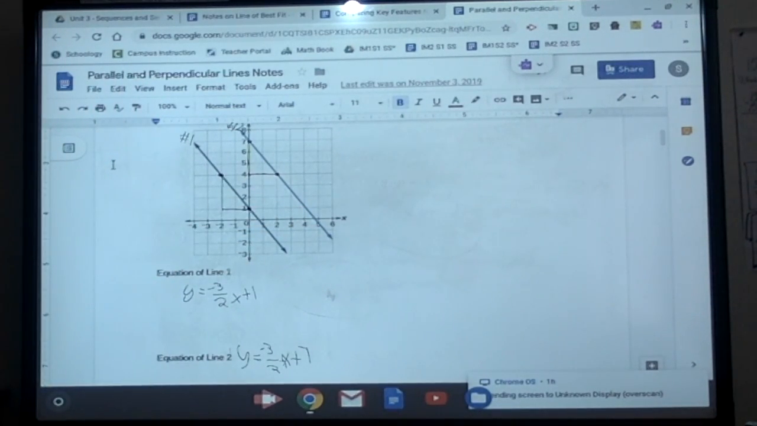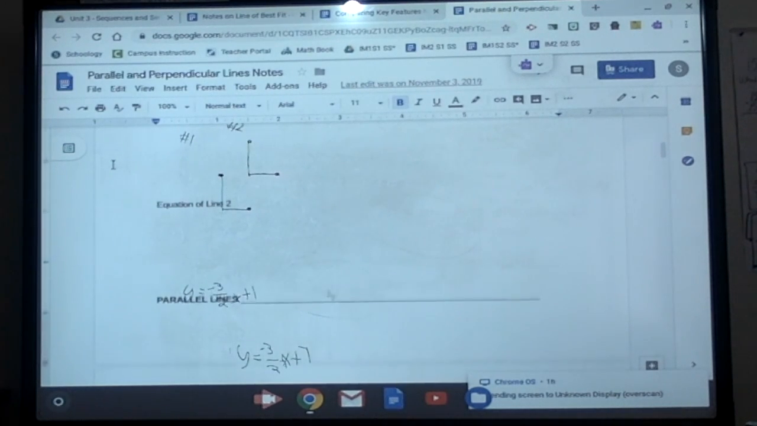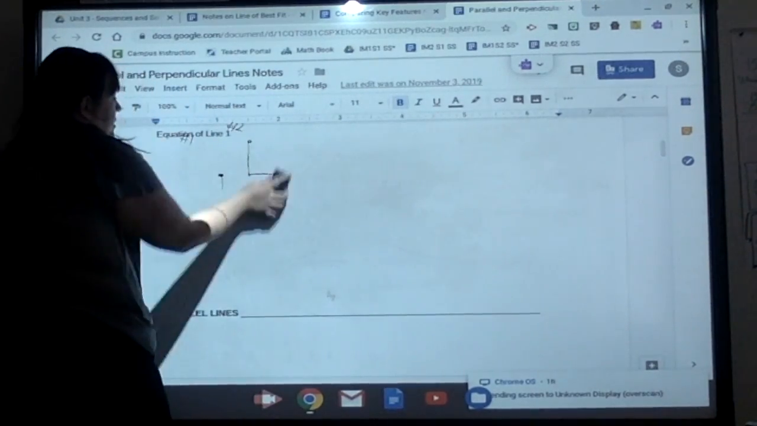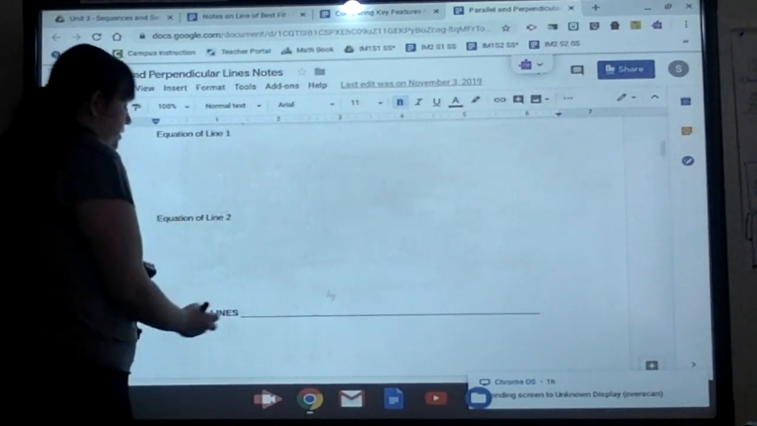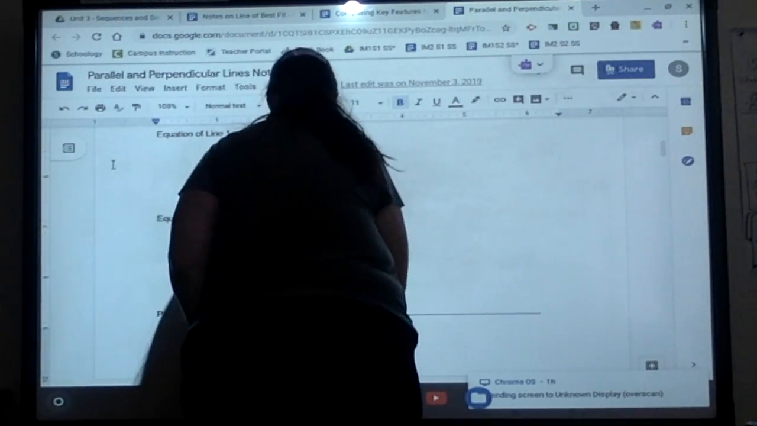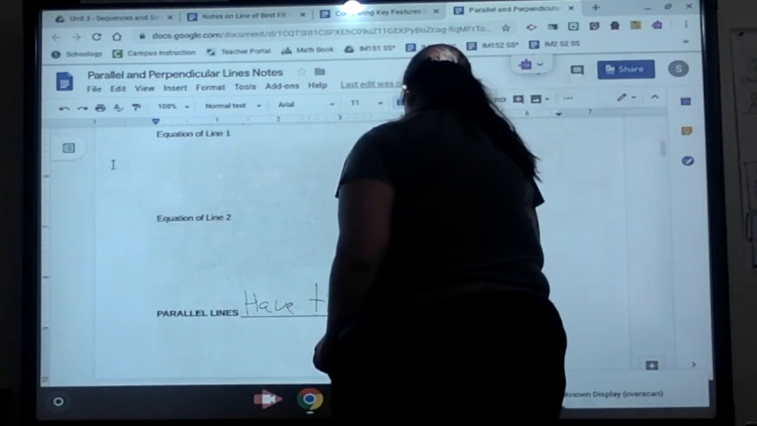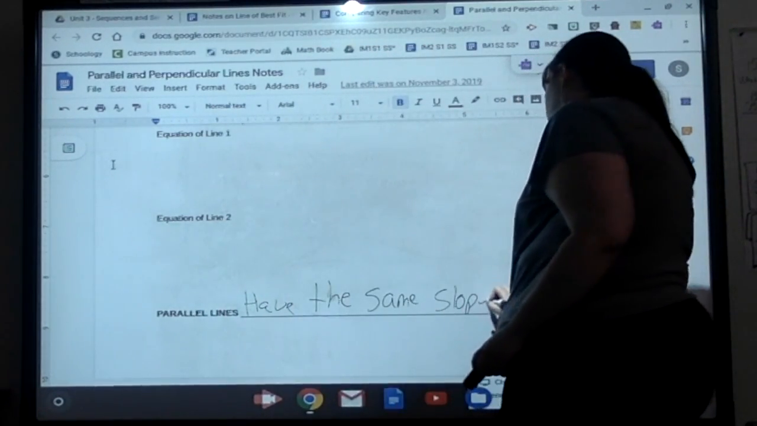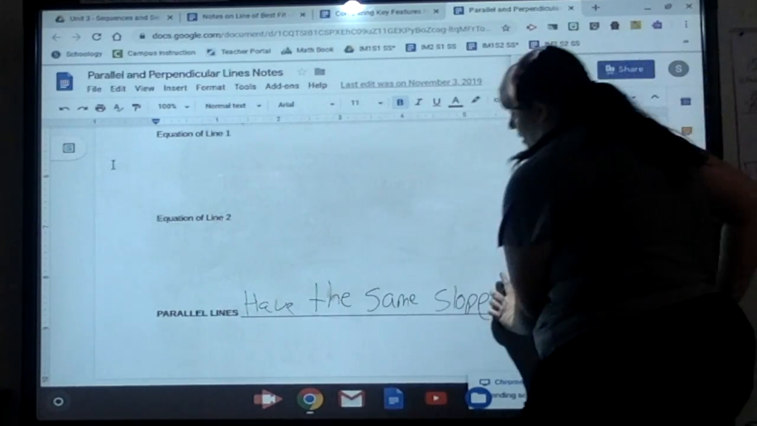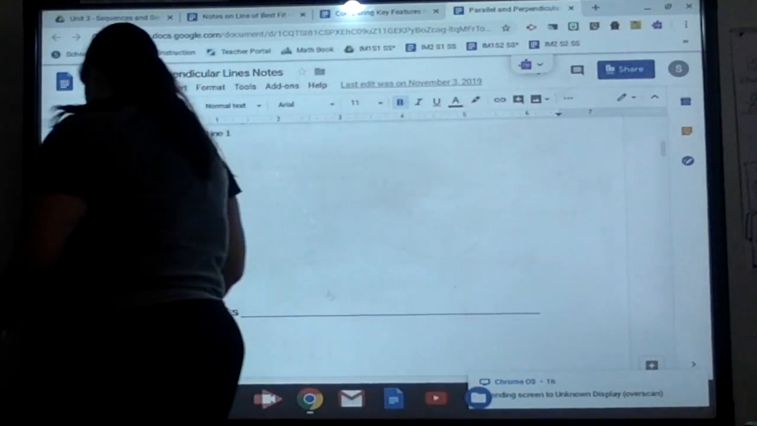Which means if you scroll or look at the bottom of your page, it goes parallel lines. And what you need to write, but I can't find my eraser. Oh, found it. Is that because of the equations that we saw, we see that parallel lines always have the same slope. Parallel lines are always growing in the same way. They have the same slope. All right, let's talk about perpendicular lines.